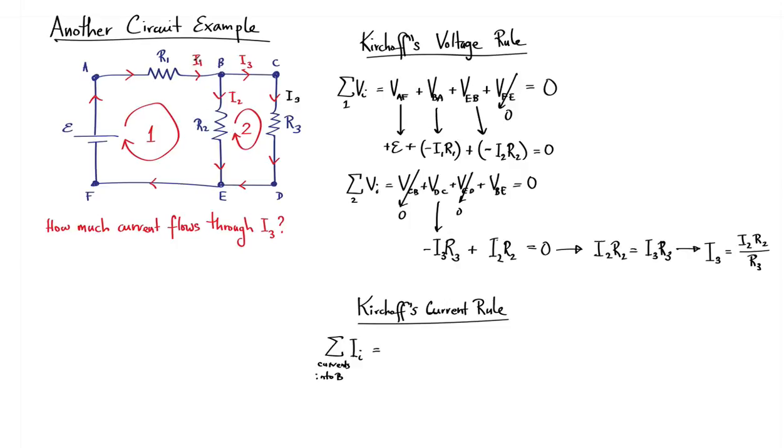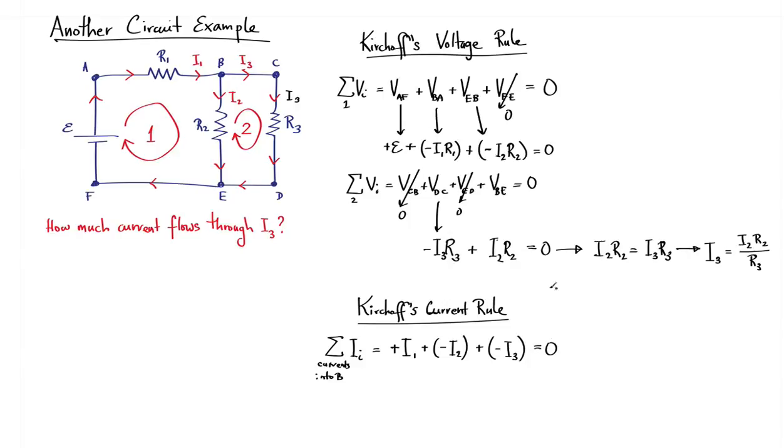So we have a current I1 flowing into B, and we have I2 and I3 pointing out of B, right? The arrows are pointing away from B, and I1 is pointing into B. So what I'm going to do is define positive as meaning flowing into point B. So we have a plus I1, right? And then a minus I2, because minus means it's flowing out, plus a minus I3, because again it's flowing out of point B, is equal to 0.